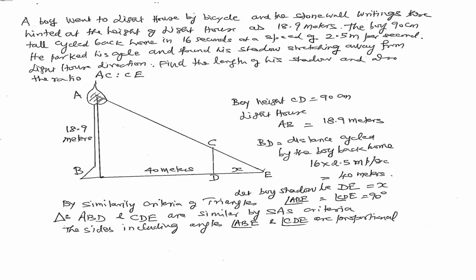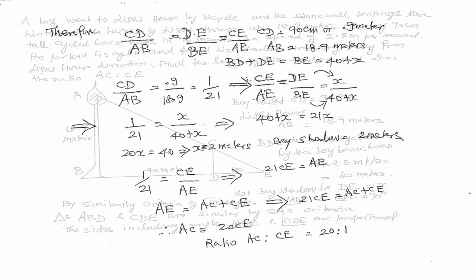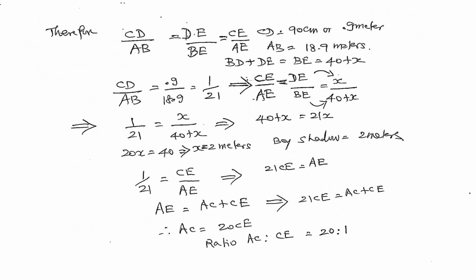By similarity criteria of triangles, angle ABE is equal to angle CDE, which is equal to 90. Triangles ABE and CDE are similar by SAS criteria. The sides including these angles ABE and CDE are proportional. Therefore, CD by AB is equal to DE by BE is equal to CE by AE.